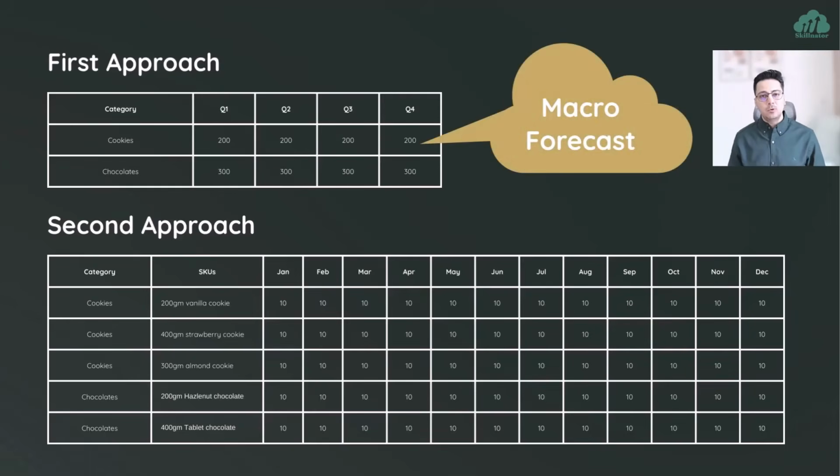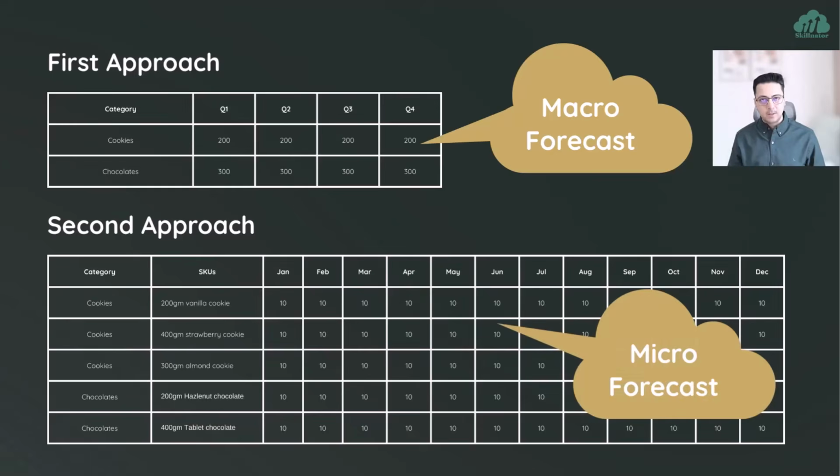The first approach is what we call the macro forecast. This is a forecast that has numbers on a higher or an aggregated level, for example, volumes by categories and on a quarter level. The second approach is the micro forecast. It's a more detailed view with numbers for each SKU and each period. Now, the obvious question is, why do these 2 forecasts exist in the same organization? The answer is because they serve different purposes and are created in different ways.